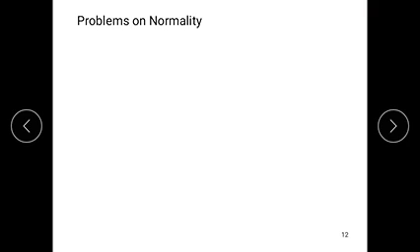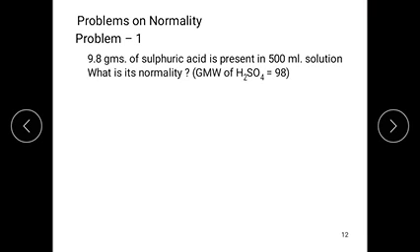Now let us see the problems on normality. Problem number 1. 9.8 grams of sulfuric acid is present in 500 ml of solution. Then what is its normality? Here 500 ml of solution is taken, and it contains 9.8 grams of sulfuric acid. The gram molecular weight of H2SO4 is given as 98.